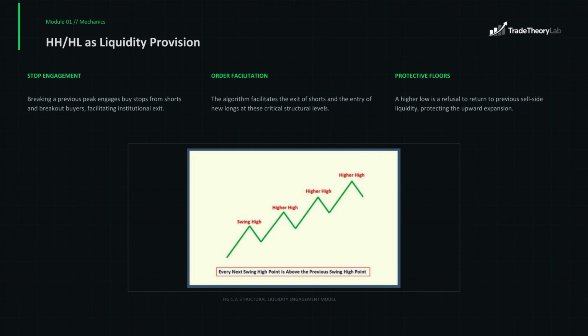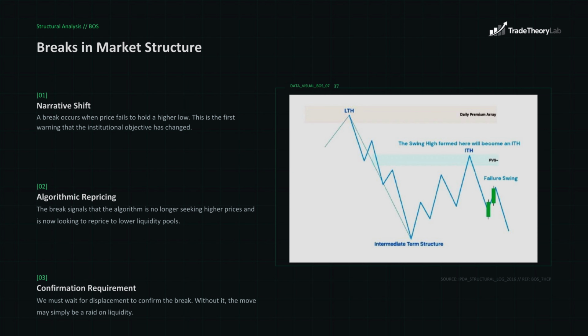Similarly, a higher low is a refusal to return to a previous area of sell-side liquidity. It is a floor established by the algorithm to protect the upward expansion. Think of market structure as a staircase. In a bullish trend, each step up is a new high, and each landing is a higher low. As long as the landings remain intact, the staircase is sound.